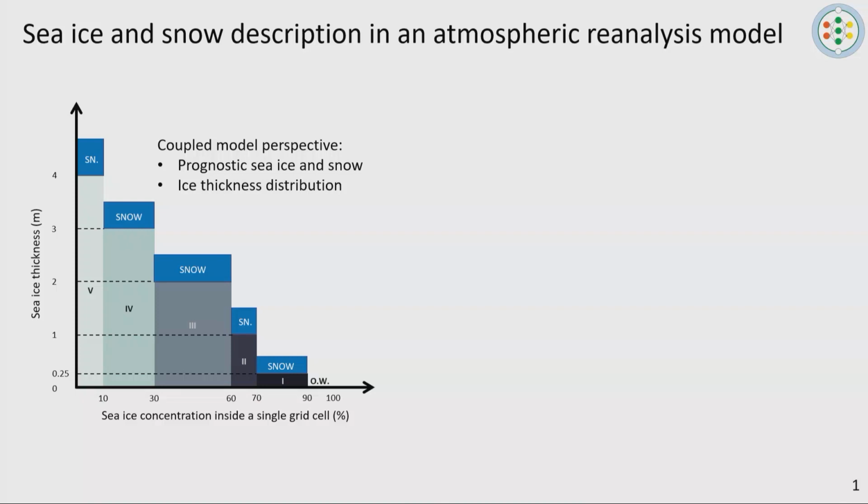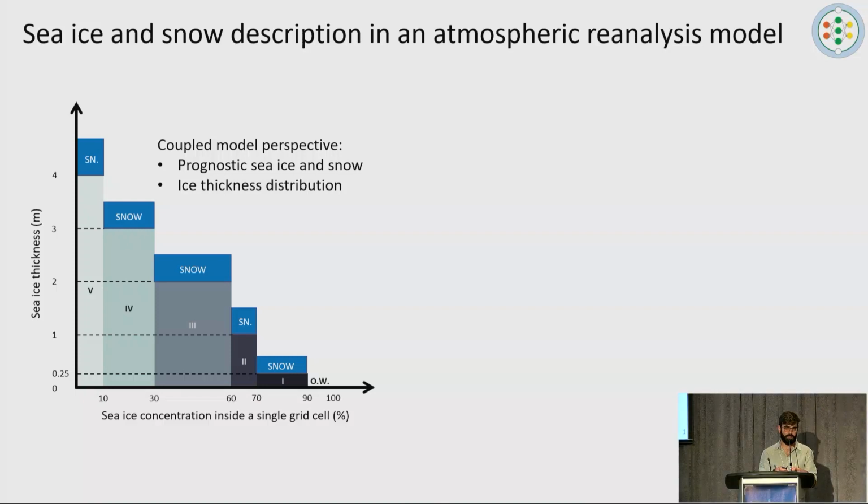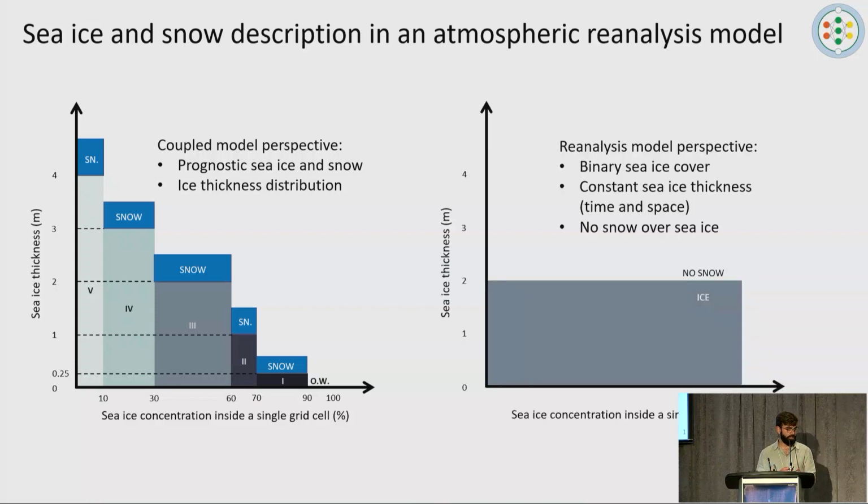In this slide, you can see our coupled model represents sea ice. Normally we have discretization in multiple thickness classes. We have prognostic snow on top of this thickness class. And we have the concept of sea ice concentration. I would argue that this is a quite realistic representation of the sea ice, and it allows us to simulate well the coupled processes.